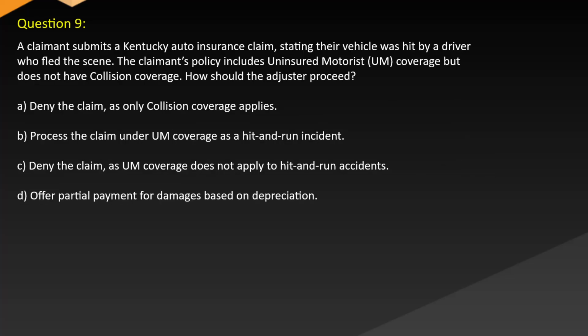Question 9. A claimant submits a Kentucky auto insurance claim stating their vehicle was hit by a driver who fled the scene. The claimant's policy includes uninsured motorist coverage but does not have collision coverage. How should the adjuster proceed? A. Deny the claim, as only collision coverage applies. B. Process the claim under uninsured motorist coverage as a hit-and-run incident. C. Deny the claim, as coverage does not apply to hit-and-run accidents. D. Offer partial payment for damages based on depreciation.